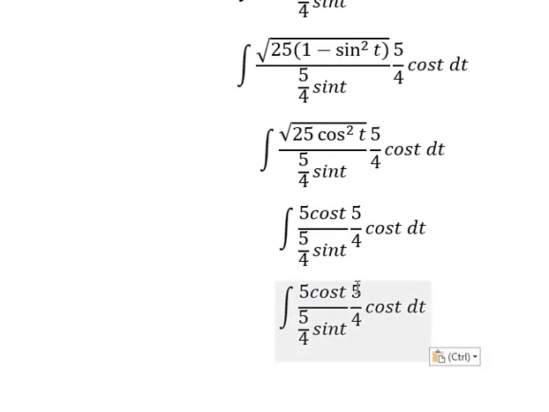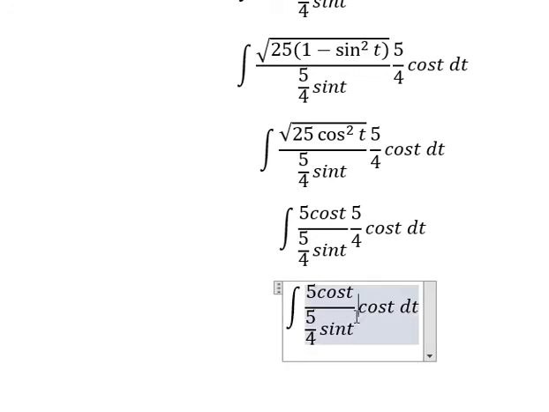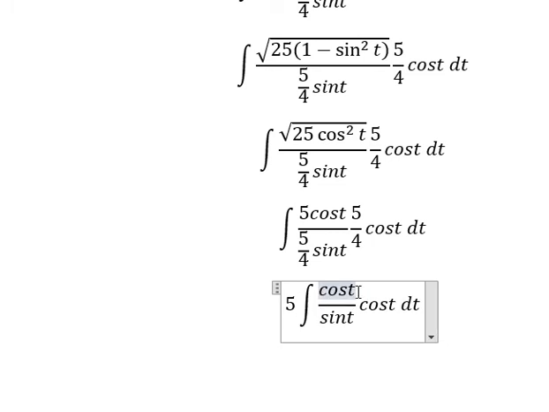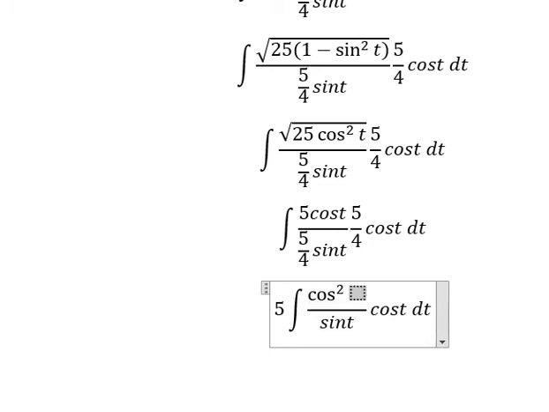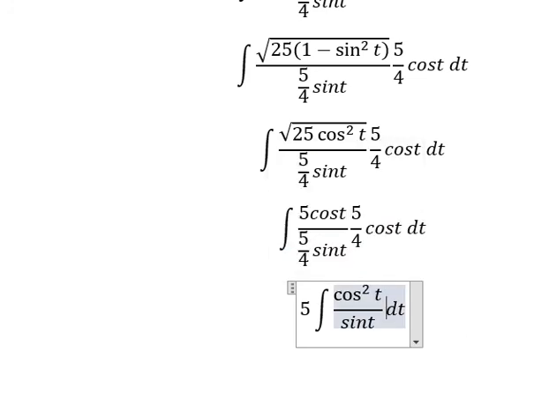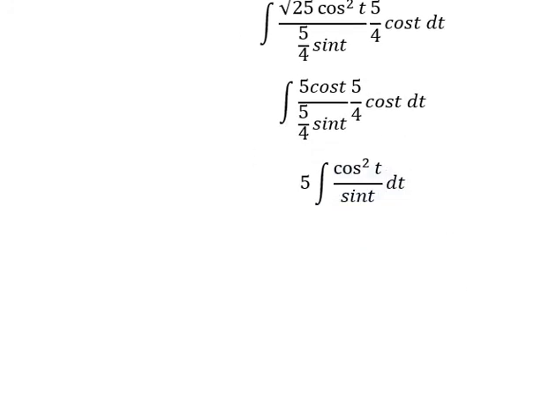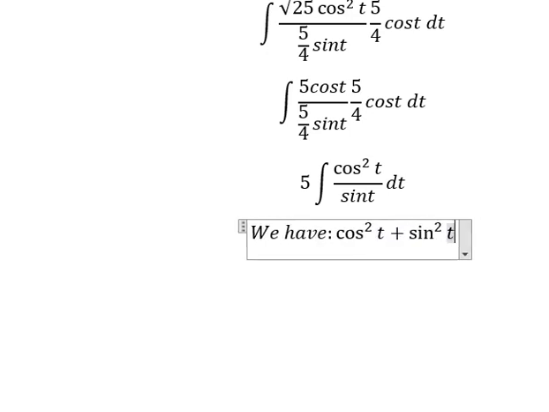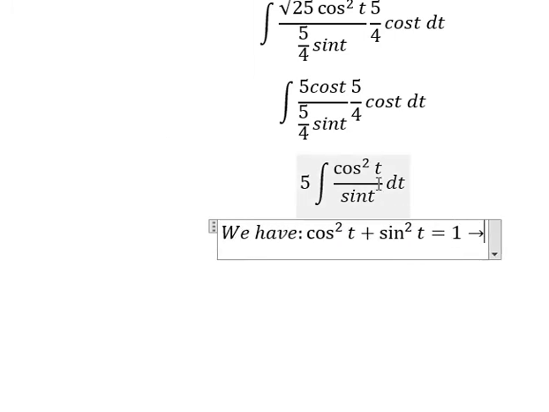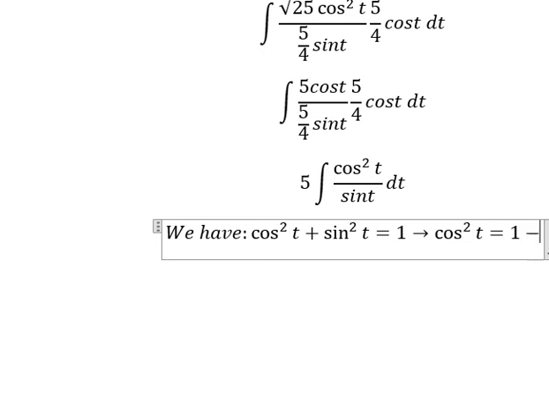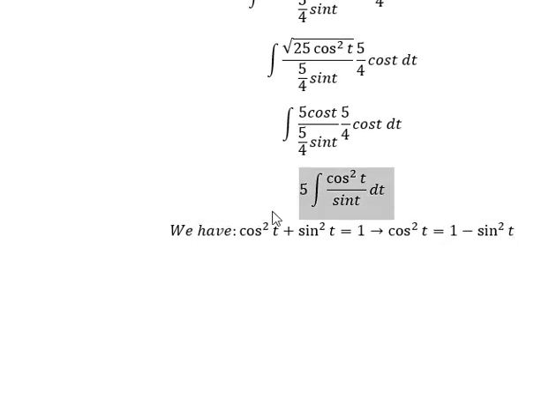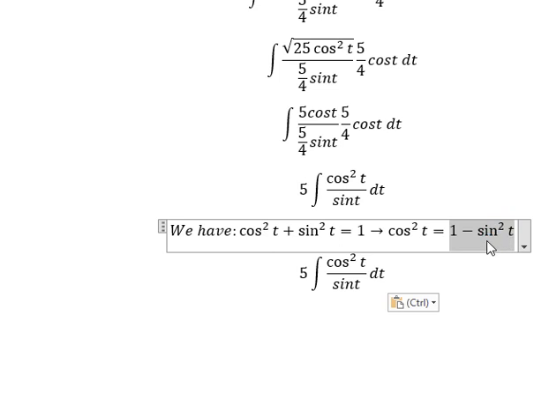Now we need to simplify 5 over 4. Number 5 I will put in here. Cosine t, we have cosine t squared. Next, we have cosine t squared plus sine t squared equals 1. Because we have cosine t squared, so I need to put this one go to the right. So I need to put this one going here.